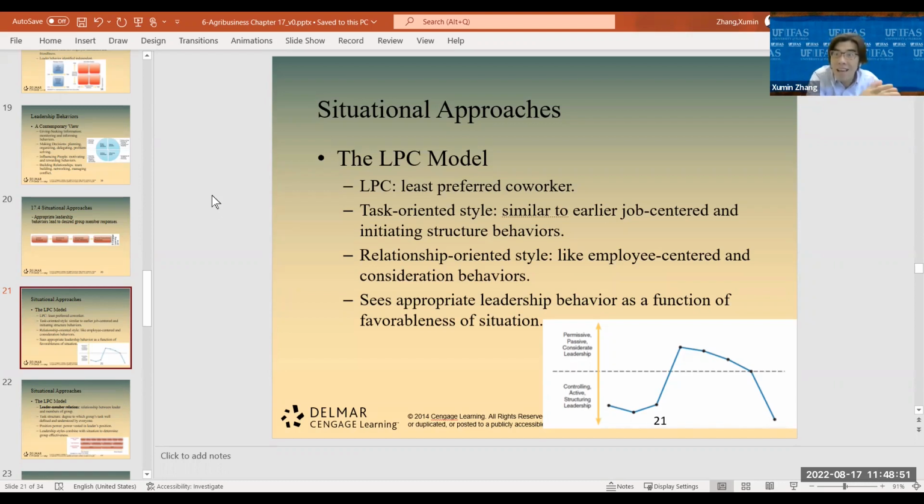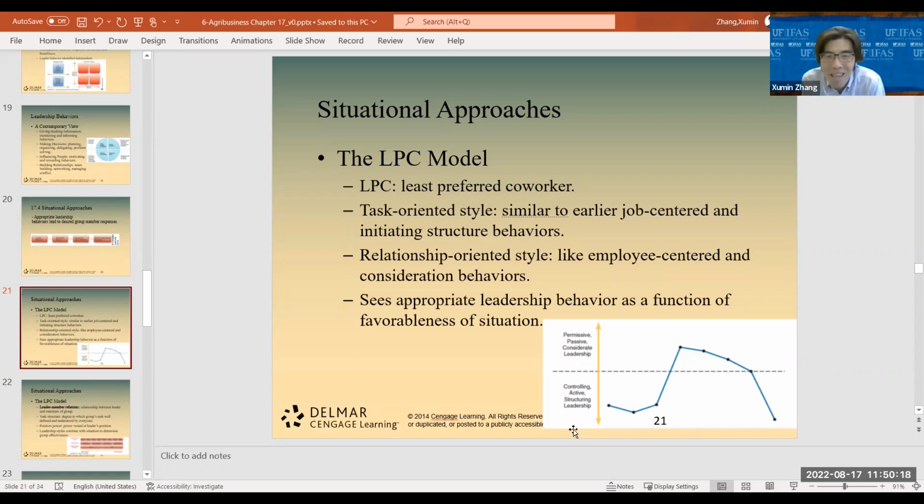So we need to select the appropriate leadership behavior, two dimensions. The upper one is called considerate, permissive, passive leadership. Once you see consideration, this is people or employee oriented. I care about people. The lower one is called controlling, active, structuring leadership. Once you see structuring, relate this to organization design, organization structure, the position; call this task-oriented or job-oriented style of behavior. Very similar terms: task-oriented, job-oriented, job-centered, initiating structure. Here we call it controlling, active, structuring leadership. They are talking about the similar thing.